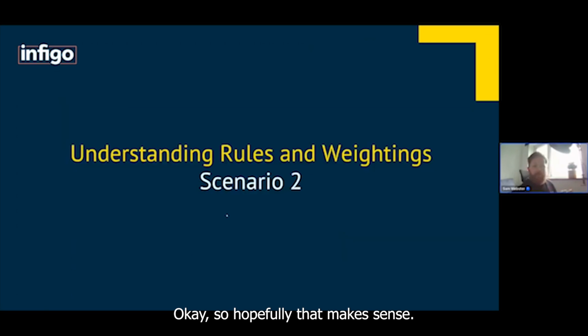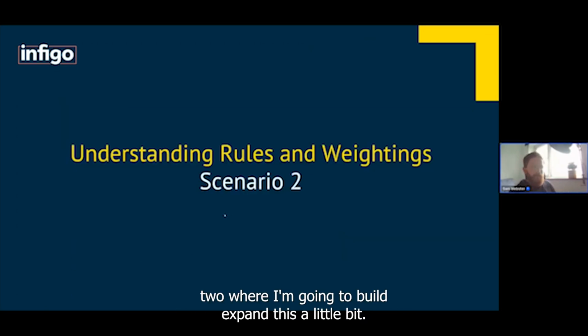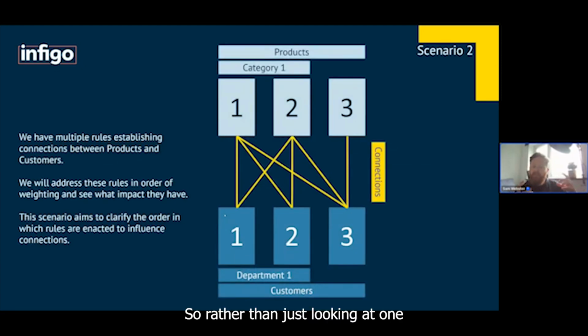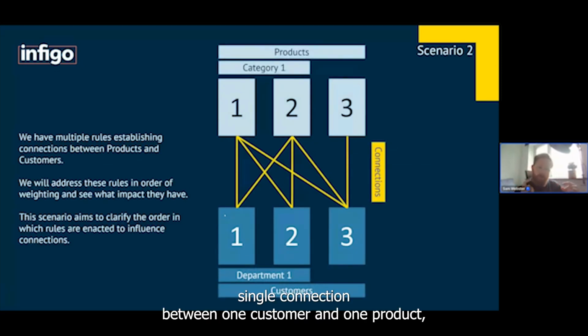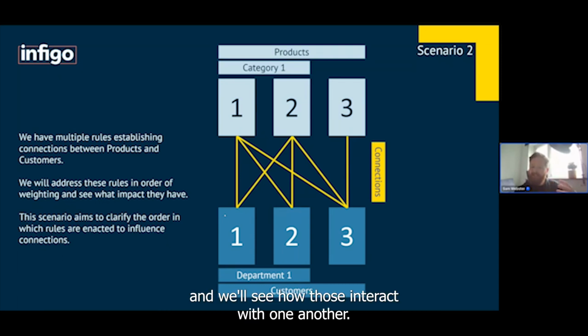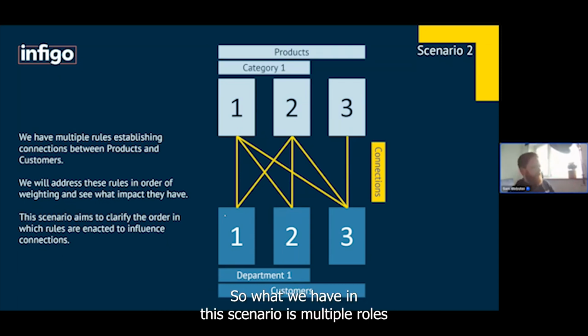Okay, so hopefully that makes sense. What I want to do now is scenario 2, where I'm going to expand this a little bit. So rather than just looking at one single connection between one customer and one product, I want to put in a few more connections, a few more products, a few more customers, and we'll see how those interact with one another. So what we have in this scenario is multiple rules establishing connections between products and customers.